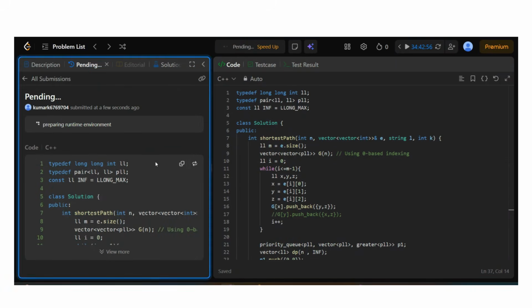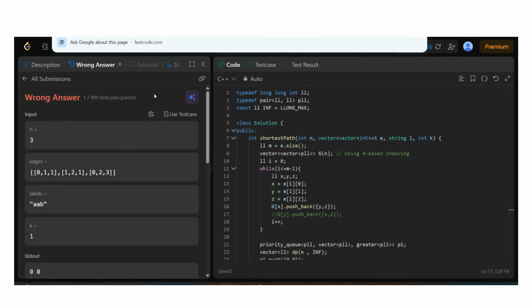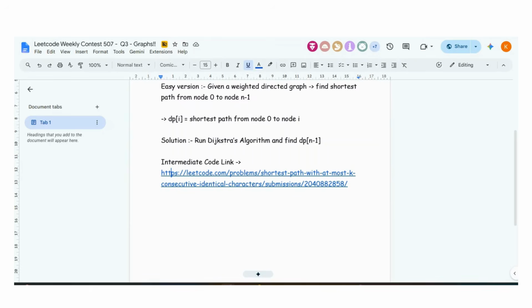And this is the intermediate code. Obviously, it will give wrong answer because question is asking something else. Still, it passes one test case. Congratulations, I am returning 0 now. Okay, great job. So guys, this is the intermediate code link.